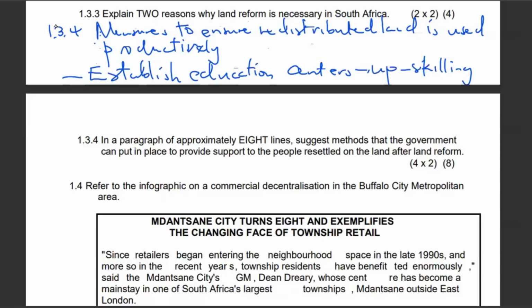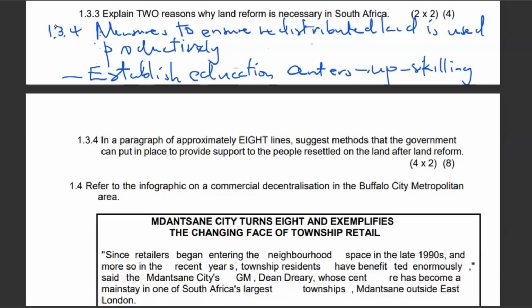At the end of the day, they become unproductive because they don't have the knowledge, they don't have the skills. So if the government tries to establish educational centers such that the farmers are equipped with the right skills and the knowledge, it will be beneficial that the farmers will know how to utilize the land and how to ensure that the land is ultimately used productively.